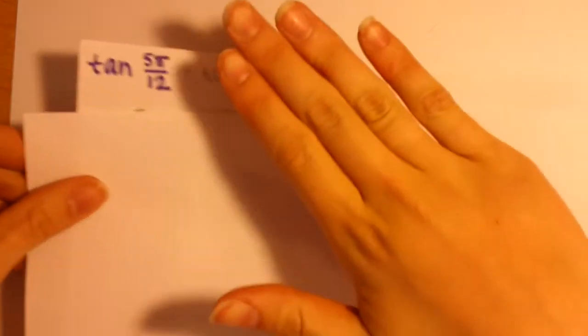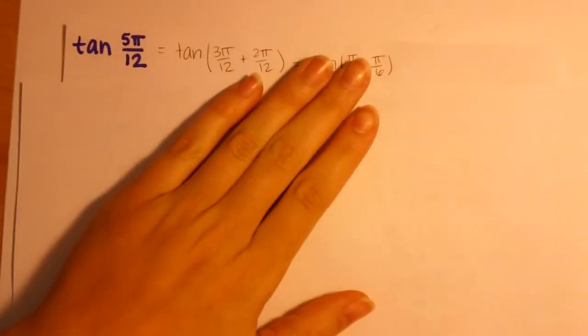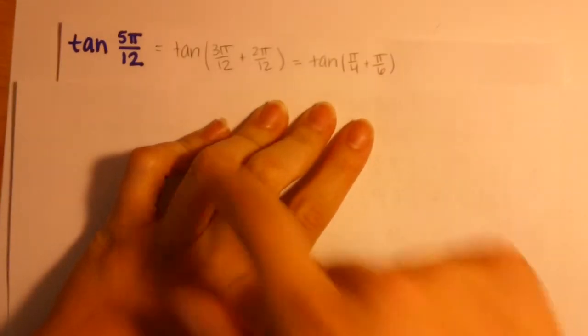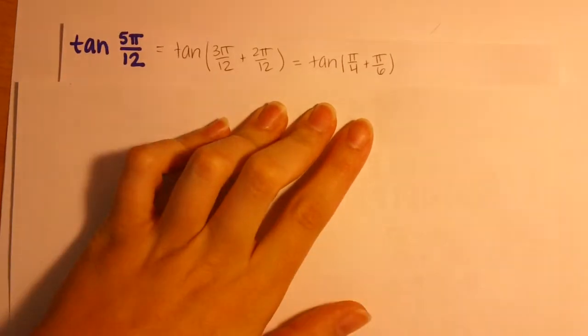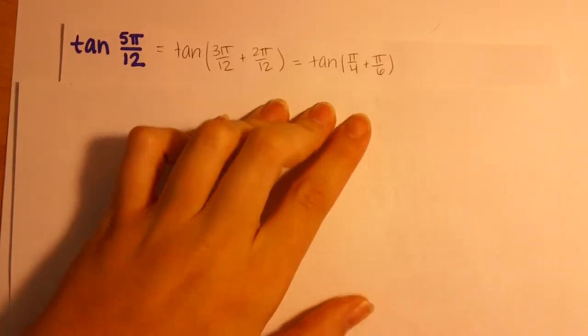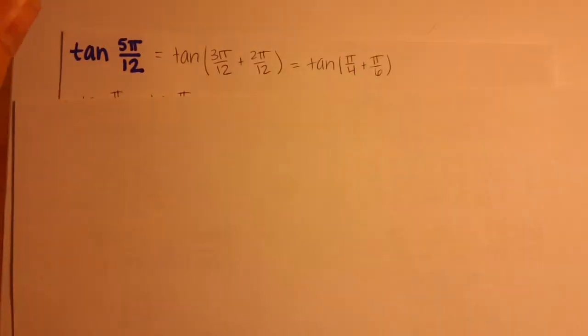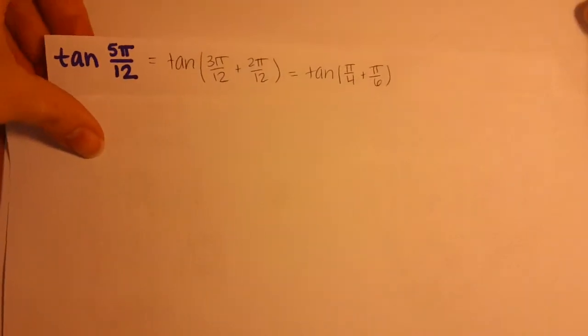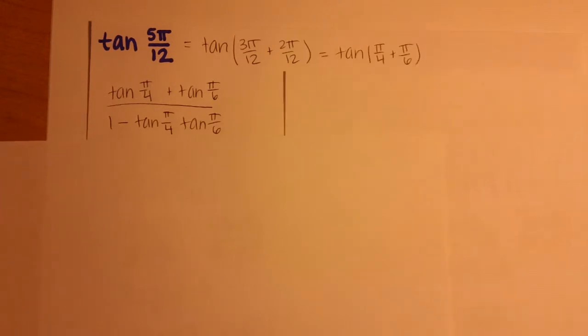We have the tangent of 5 pi over 12. So this one you're going to have to look a little bit harder maybe to find what your angles are. So for here, we have the tangent of 5 pi over 12. And so I separated that to tangent of 3 pi over 12 plus 2 pi over 12, which simplifies to tangent of pi over 4 plus pi over 6. So using this, we can use either the tangent or the cosine identity. So we're going to start by using the tangent identity.